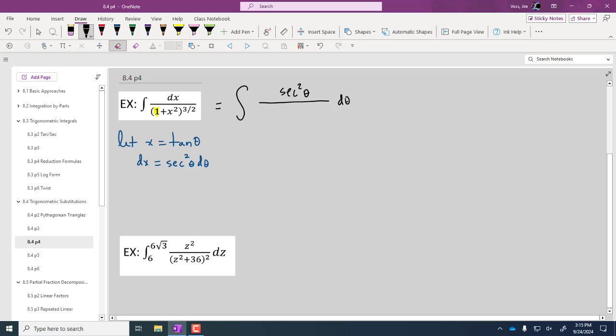And in the bottom, we end up with 1 plus tan squared, all raised to the 3/2 power. Integration by parts? Woo! So what is 1 plus tan squared? Visualize that triangle, secant's on the hypotenuse. Secant squared. Yep, 1 plus tan squared. You gotta have that triangle in your mind so that you can do it quickly and easily.